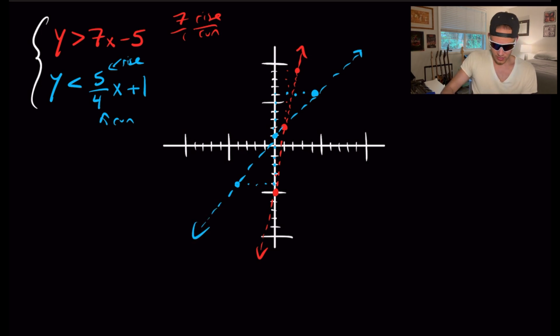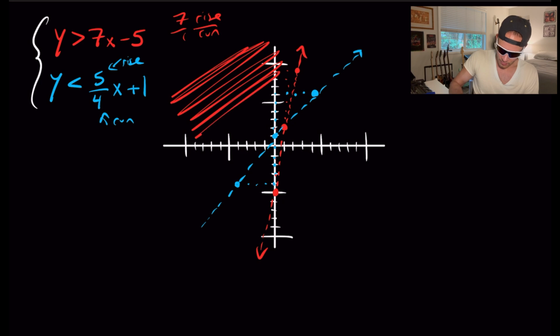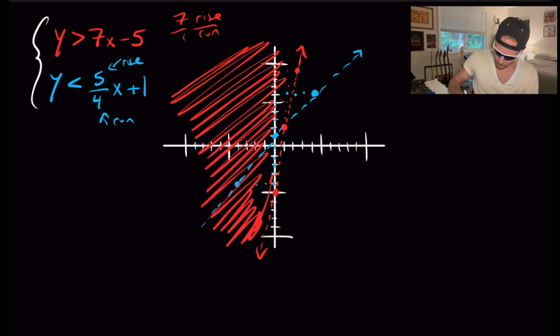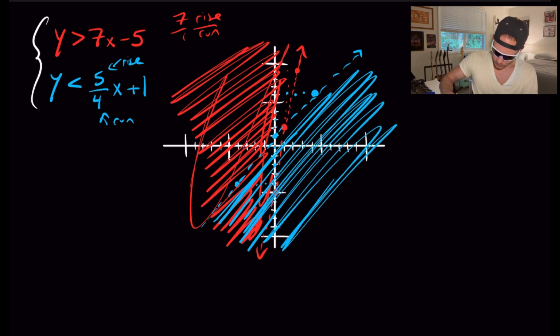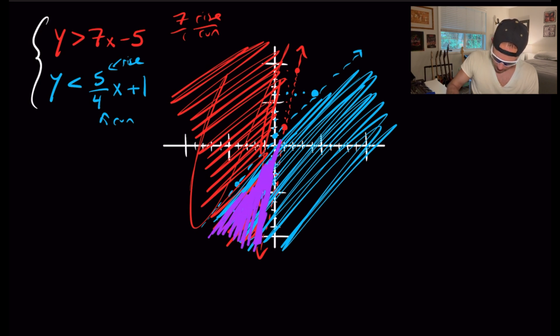I should have done the shadings first, I guess, but that's okay. Y is greater than, so we're going to shade above that red line. Like that. And then less than the blue line, so I'm going to shade below that. And you can see here, kind of tough to see, but maybe if I was using pencil and paper, it would have come out a little bit better. But there is our range of solutions for this system of linear equations. So pick any point in here, and plug it into both of the equations. You'll get true statements for both of them, and that's it.